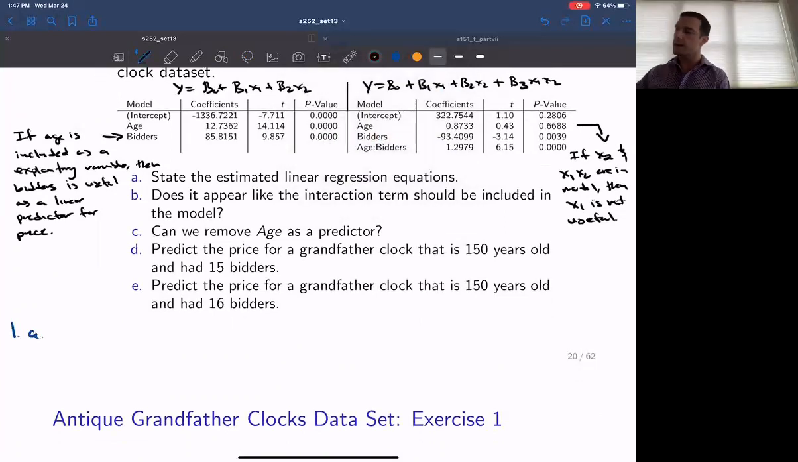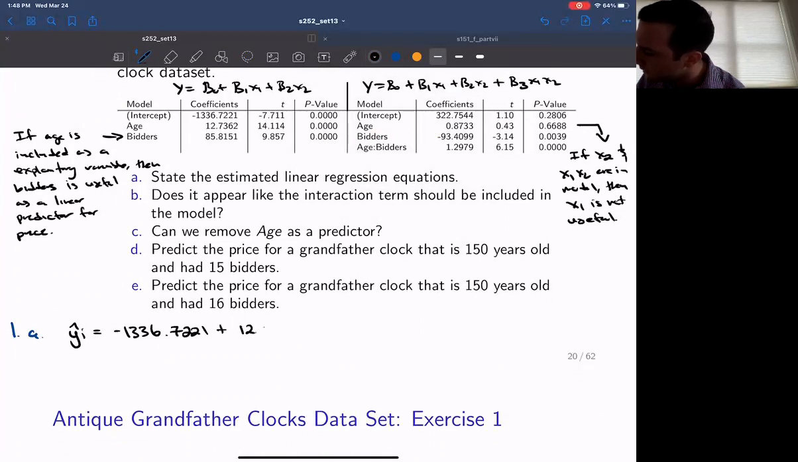Okay, so in 1A, it asks us to state the estimated linear regression equation. So we have two. We have y_i hat is equal to negative 1,336.7221 plus 12.7362 x1i plus 85.8151 x2i.